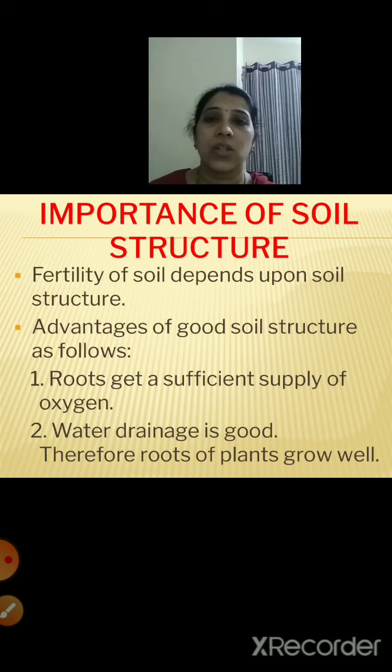Also the color of the soil depends upon the texture as well as the organic and chemical ingredients present in it. There are three types of soil: sandy soil, silt soil and clay soil. Then we saw about the soil structure, that the soil occurs in the form of columnar, laminar, granular and block shaped structure. Then we saw the importance of the soil structure, that the fertility of the soil depends upon the soil structure, and we also saw the advantages of a good soil structure.